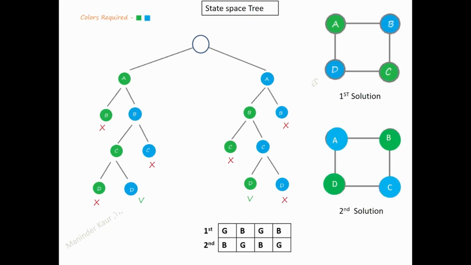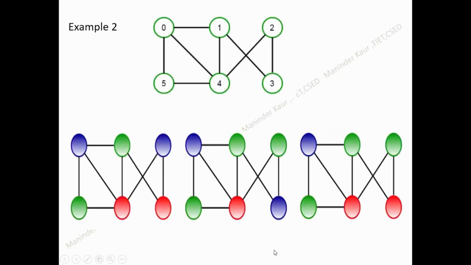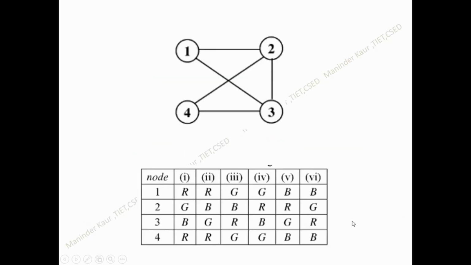Now, these are the two possible solutions which we have seen. The first solution pattern is green, blue, which is given here, and the second solution pattern is blue, green. We can take one more example for the same. Now, this given graph can be colored with green and red. How is it being achieved? Both these are the possible patterns in which the graph can be colored.